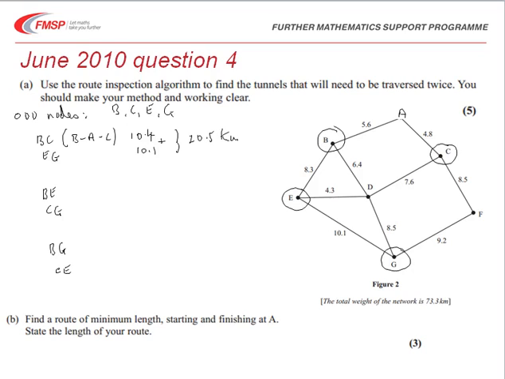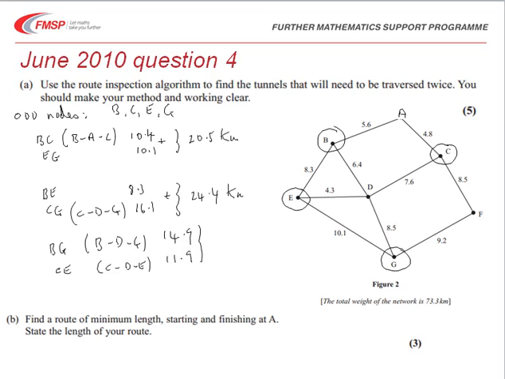Doing a similar thing for the others, BE is 8.3, CG is in fact C to D to G, which is 16.1, and adding those together gives us a value of 24.4. And finally BG, which is actually B to D to G, and then CE, C to D to E. These are of length 14.9 and 11.9, giving a total of 26.8. So the ones that we need to traverse twice are given by this first pairing. This is the minimum here, the minimum is 20.5 kilometers.